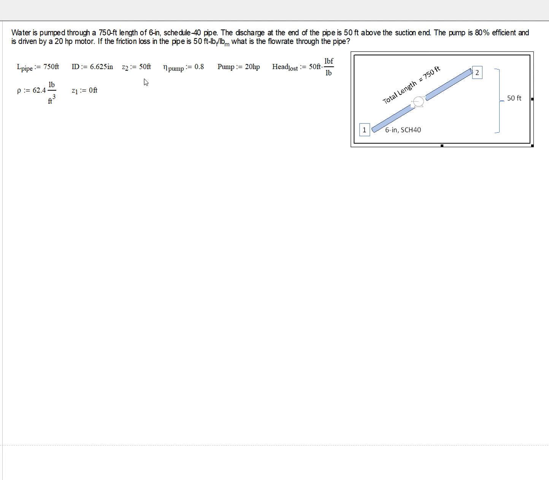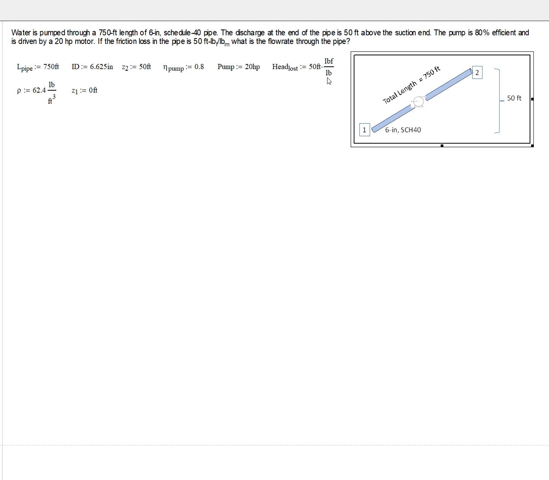So I've assembled our given information. Note that we need to check our pipe tables. 6 inches is not the actual inner diameter. So we looked that up. The actual inner diameter is 6.625 inches. Make sure you're careful about that. Our pump horsepower is 20 horsepower.